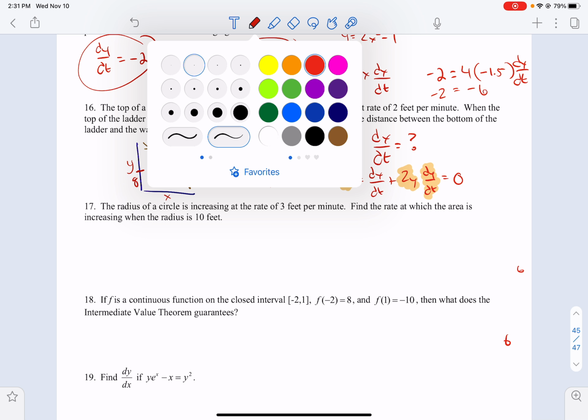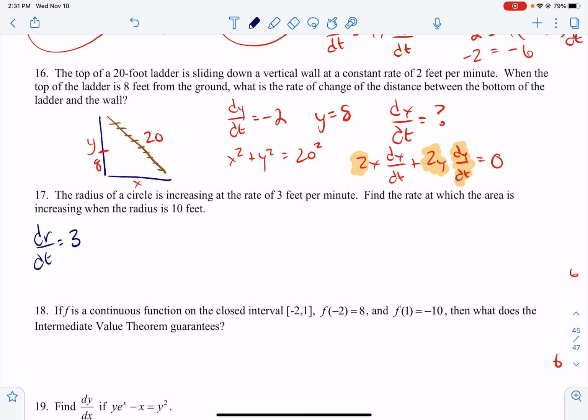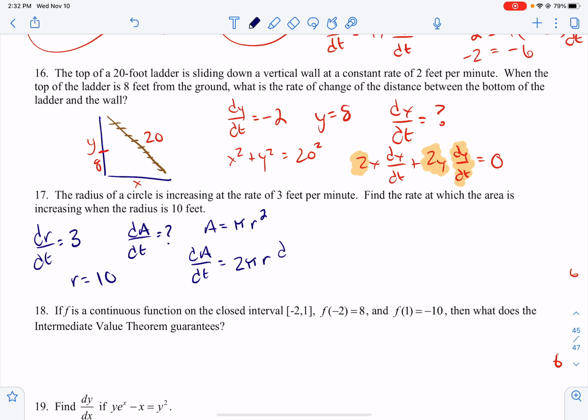Okay, 17. The radius of a circle is increasing at the rate of 3 feet per minute. So dr/dt equals 3. Find the rate at which the area is increasing. So it wants me to find dA/dt when my radius equals 10. All right, so I need the derivative of area. So let's start with area. The area of a circle equals pi r squared. So I need to take the derivative. So the derivative of the area equals 2 pi r dr/dt.